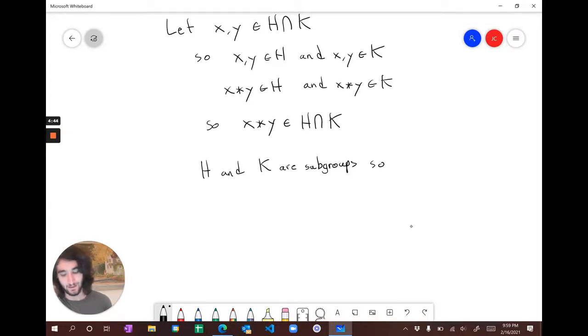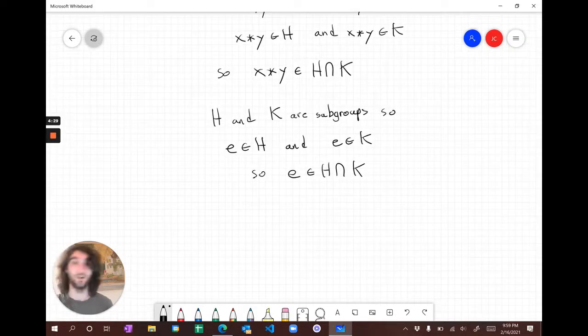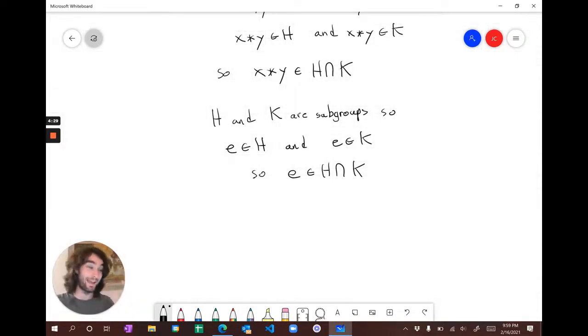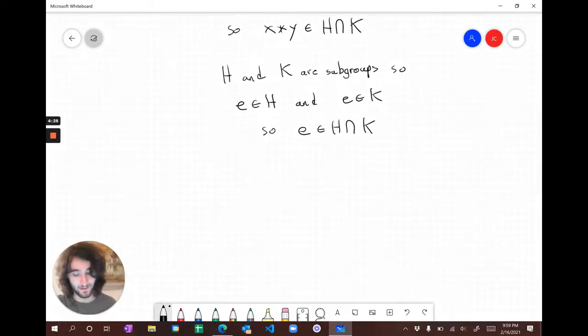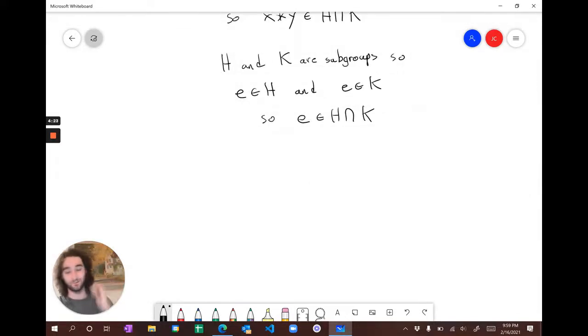So that means that the identity is in both of them. And merely another way to phrase that is: the identity is in the intersection. So there you go. The intersection is closed and it also contains the identity. But as we discussed, that is not sufficient. We need to talk about inverses.